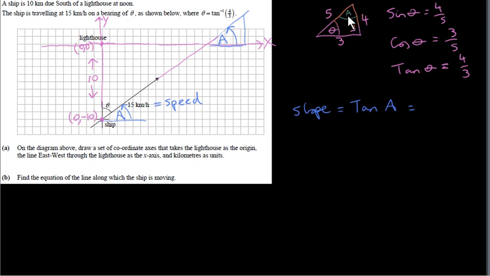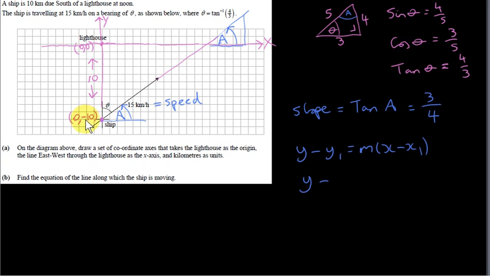So we can see that from this triangle, the tan of A is the side opposite A, which is 3, divided by the side adjacent to A, which is 4. So the tan of A is actually got by taking the tan of theta and turning it upside down. 4 over 3 becomes 3 over 4. So we can just look at this triangle here. So that's the slope, and now we can get the equation. The equation of a line is y minus y1 equals m times x minus x1.